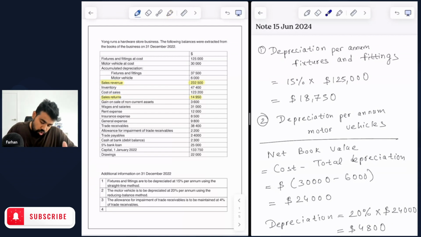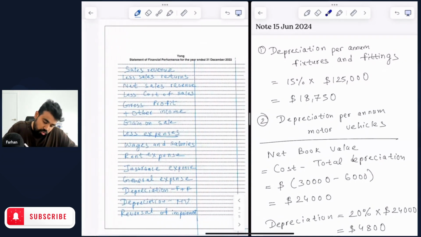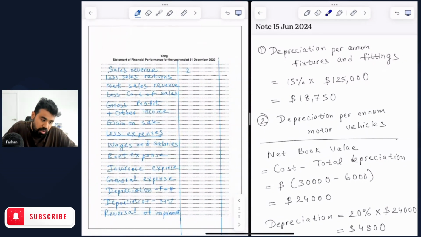So let's go back to the page where we have prepared everything. Sales revenue is what we figured out as 232,500, and sales returns is 14,950. So we subtract sales returns from sales revenue, as you can see, based on the format we are using, which says sales revenue less sales returns gives us net sales revenue. So that should be 217,550.